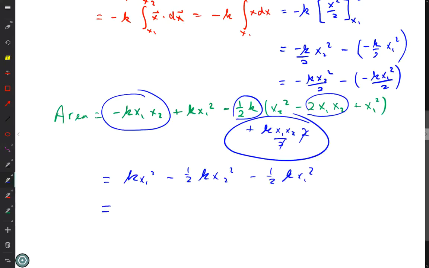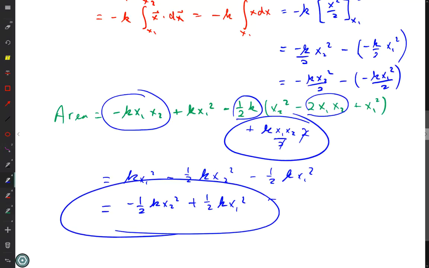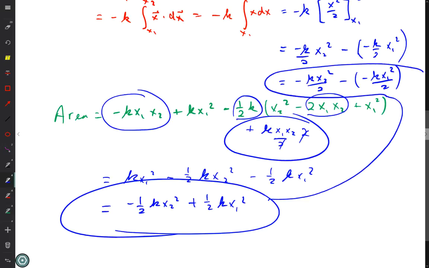Or simplifying further, I have minus 1/2 kx2 squared plus 1/2 kx1 squared. Why plus 1/2? Because I had kx1 squared and minus 1/2 kx1 squared. Is this here the same as this here? Yes, good. That means either method worked.